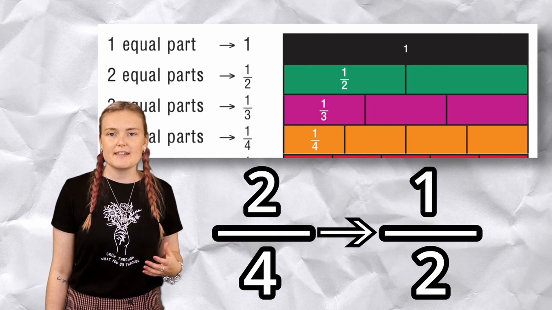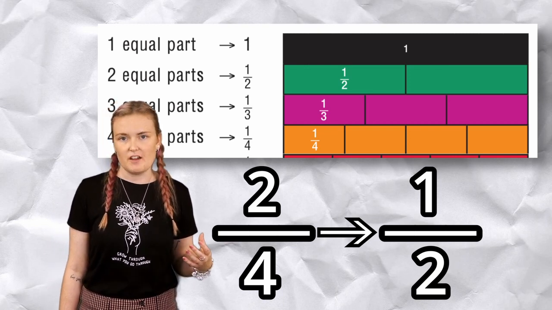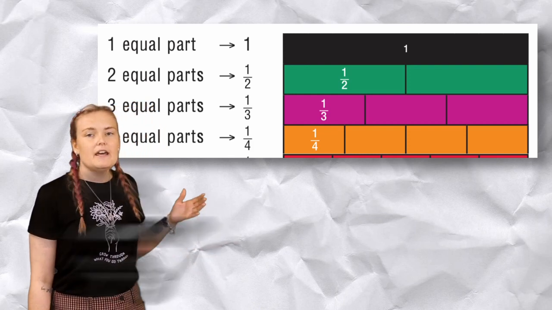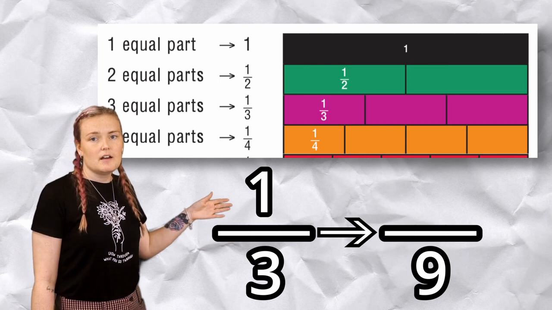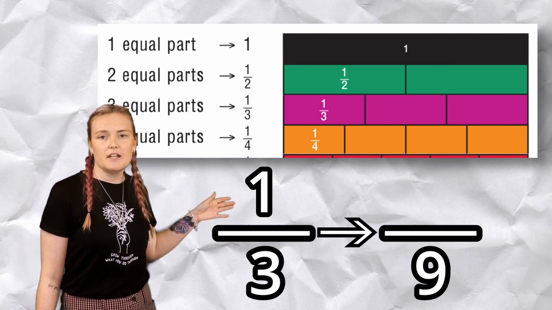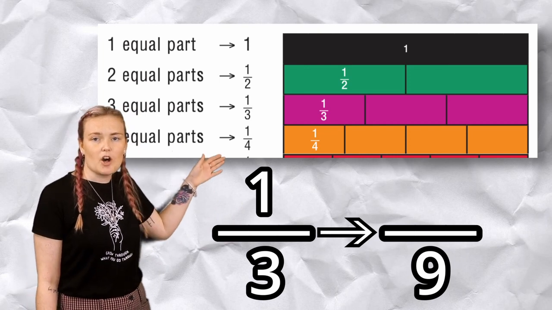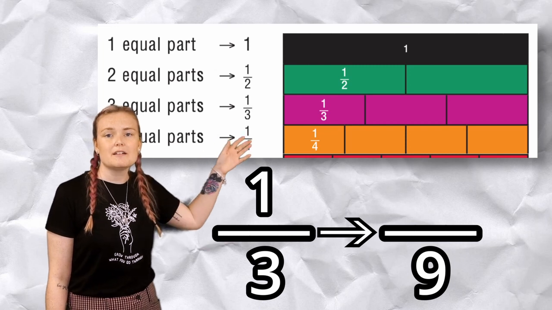As long as I do the same thing to the top as I do to the bottom, then I haven't changed the fraction's value. For example, if I take 1/3 and I wanted to make it out of 9, I just look at what I've done to the bottom. From 3 to 9, I've times by 3. So I need to do exactly the same to the top. And that means I've not changed its value. So 1/3 is equivalent to 3/9.